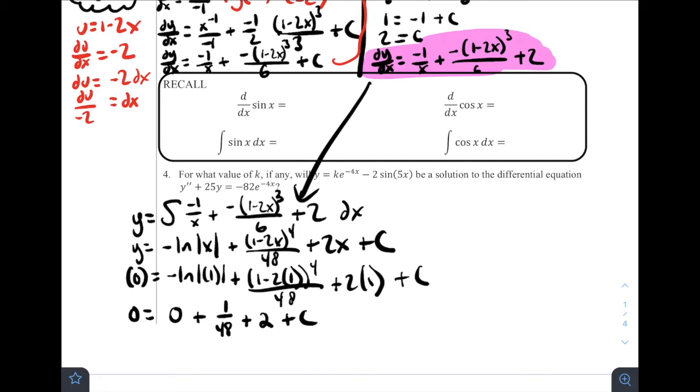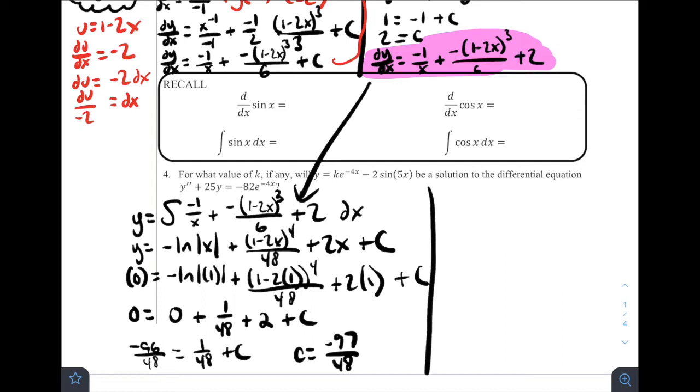2 we can treat as 96 over 48. So negative 96 over 48, that's the same thing as negative 2. And that's going to be equal to 1 over 48 plus c. So then we can subtract that 1 over 48 from both sides. That tells me that c is going to equal negative 97 over 48. So we've got our c value.